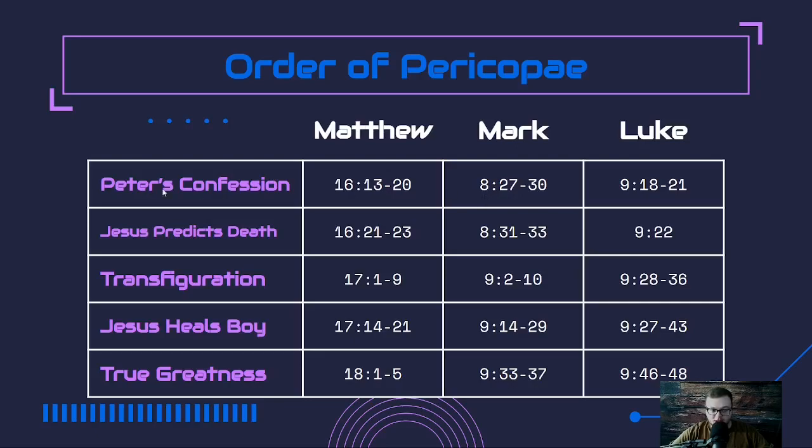Same thing with Mark, these same exact events. 8, 27 to 30, 8, 31 to 33, 9, 2 to 10, 9, 14 to 29. You guys get the picture. It's going to be the same thing for Luke. And this is what we're talking about when we say that not only do the triple tradition have shared material, on top of that, they have almost exact or verbatim wording in that shared material, and then they tell those stories in the exact same order as well.